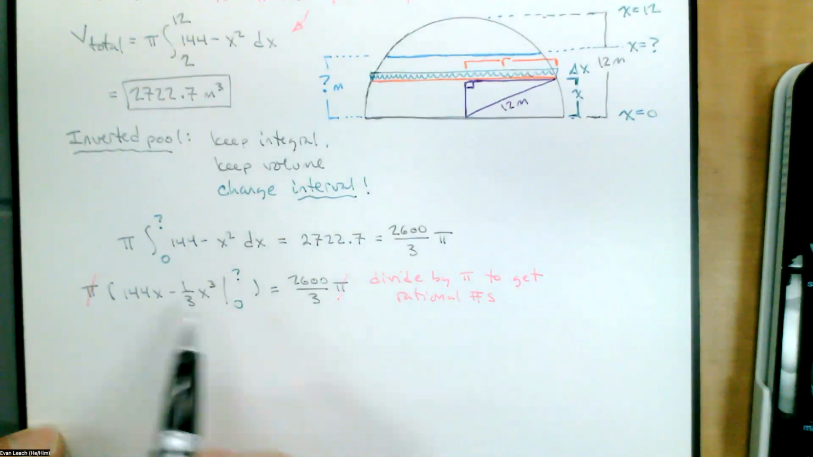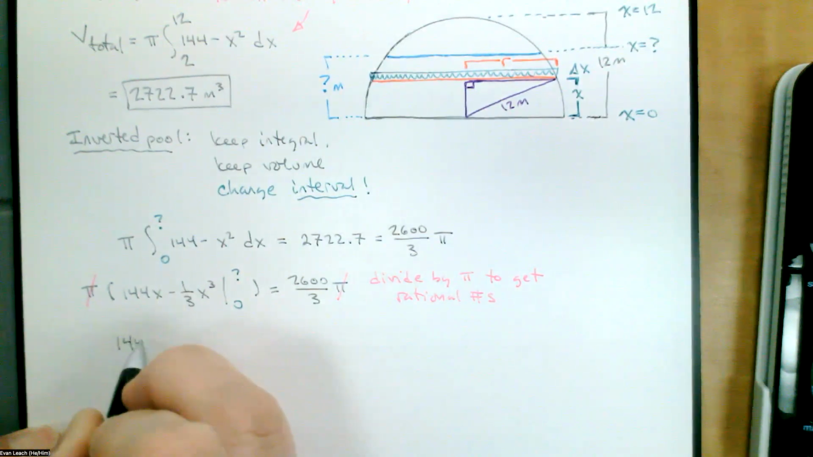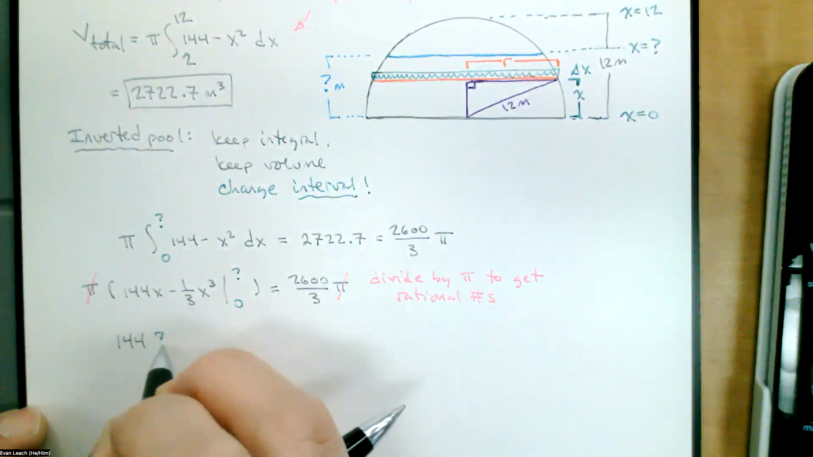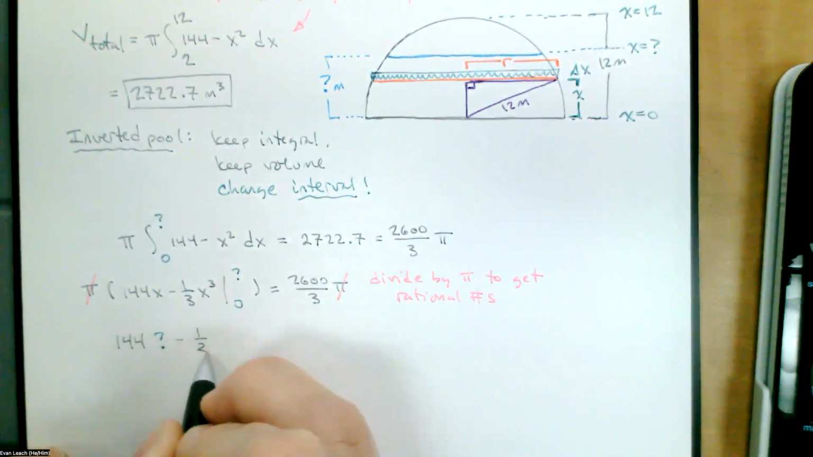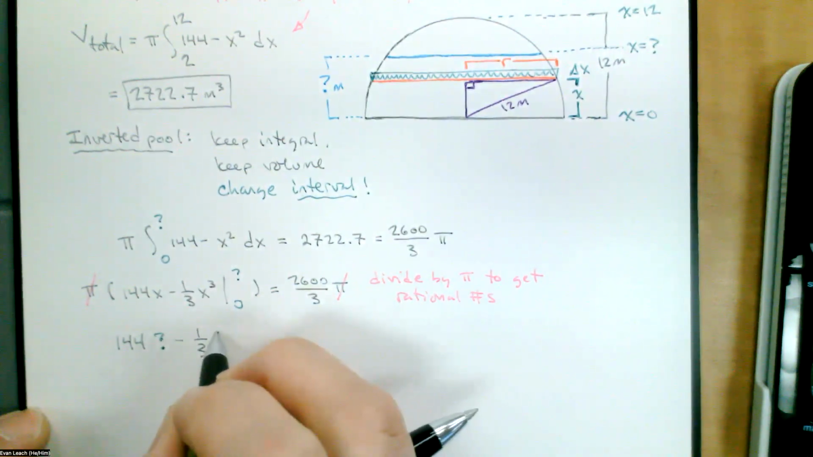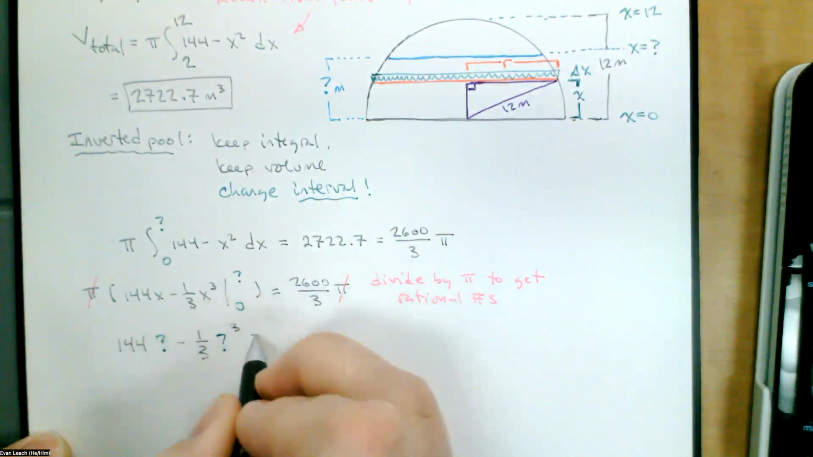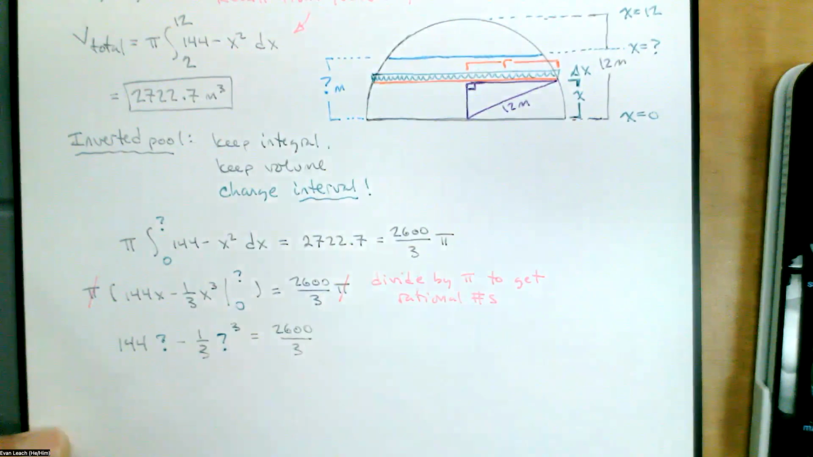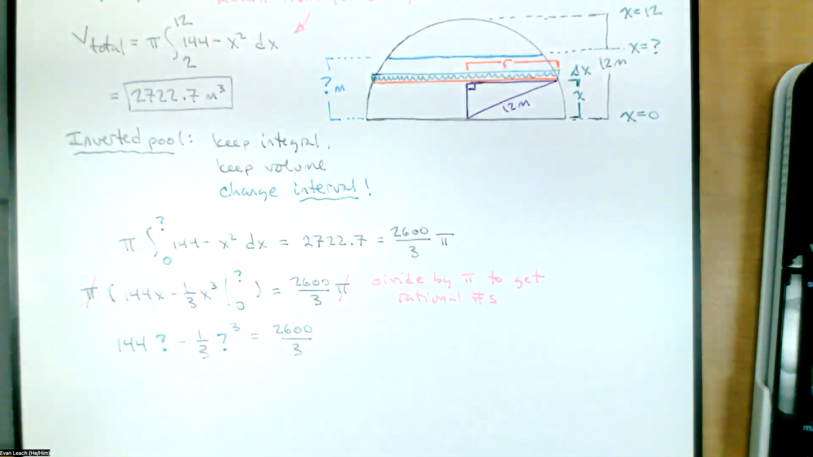Now I'm going to plug in the question mark. So I'm going to have 144 question mark minus 1/3 question mark cubed is equal to 2600 over 3. I didn't plug in the 0 because if we plug in 0, it's a polynomial, we'll just get 0.